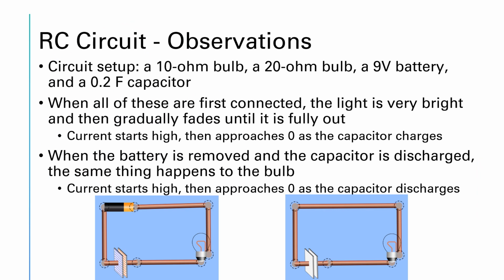Now looking at an RC circuit, we are going to compare the charging and discharging times of a 0.2 farad capacitor connected to a 9-volt battery and either a 10 ohm or 20 ohm bulb. When charging and discharging, the current appeared to do the same thing, start off high and then approach 0 as time went on.